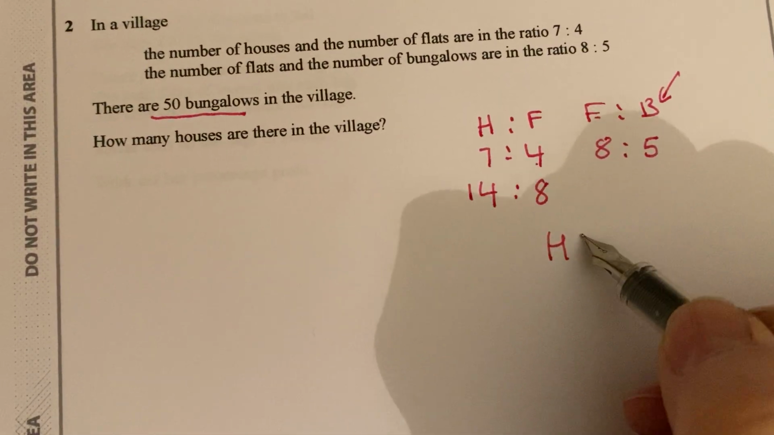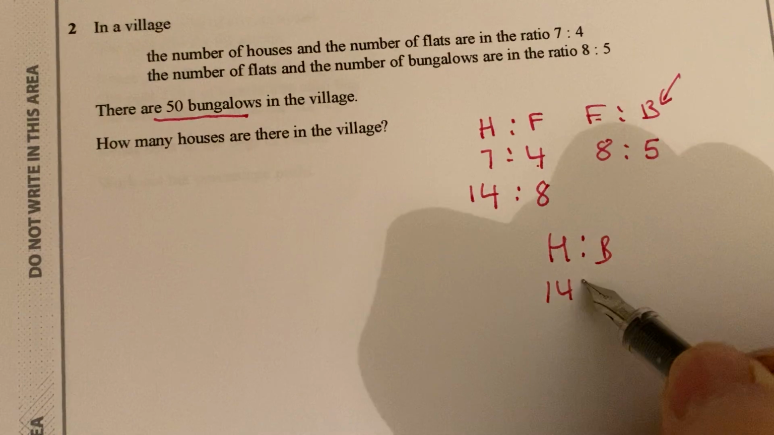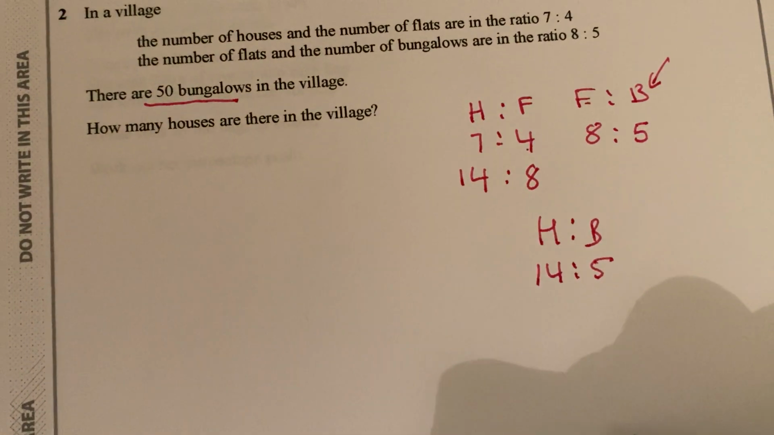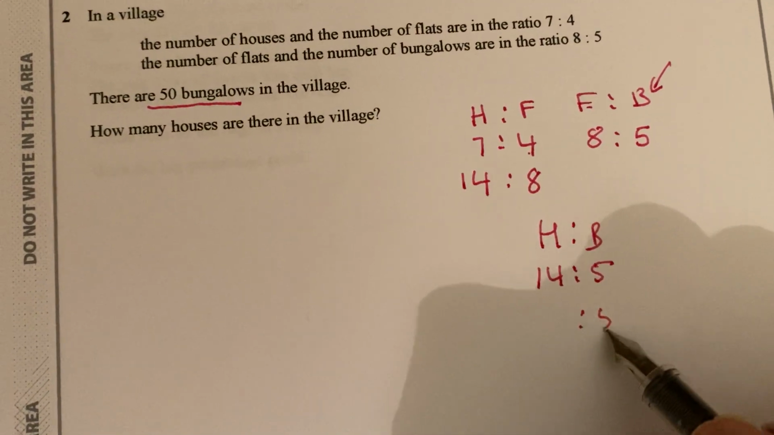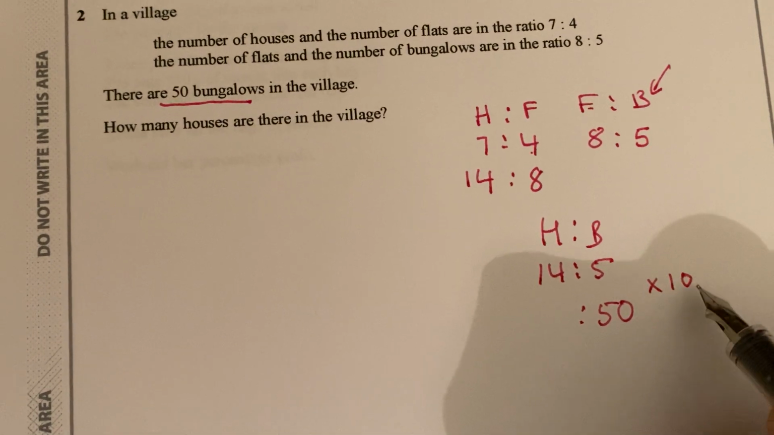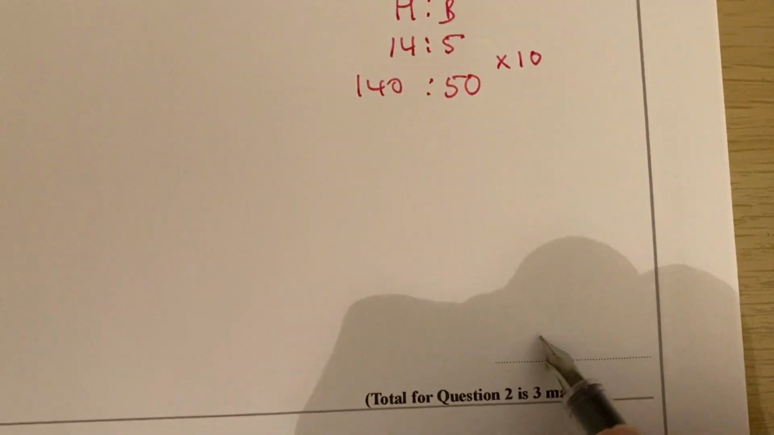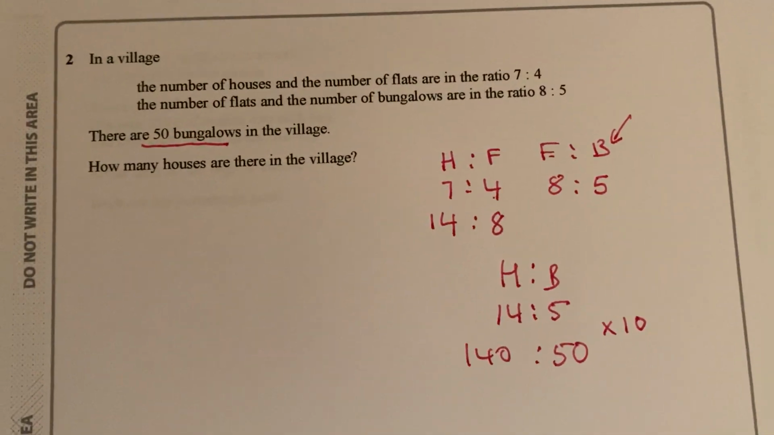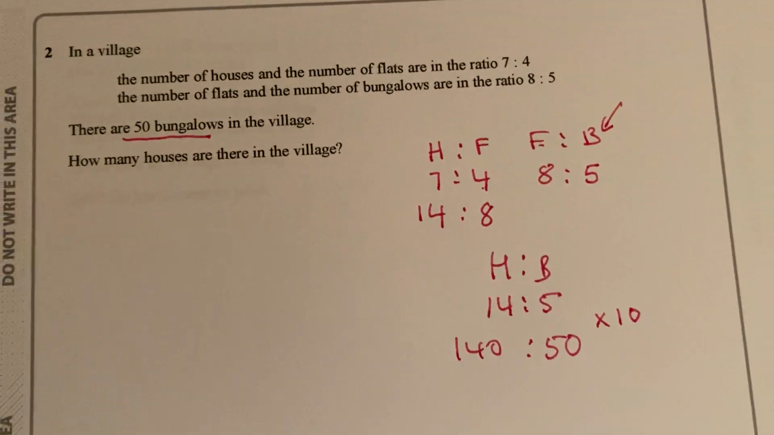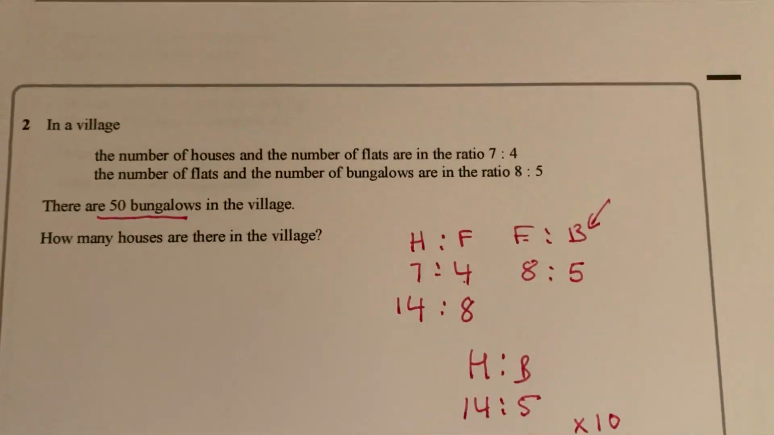So I know the ratio of houses to bungalows is 14 to 5. And if it's 50 bungalows, I'm timesing by 10, show my workings out, times that by 10 to make it 140. Classic question with the bridge. Really nice if you get a question like that. I think we've got time to do question 3.